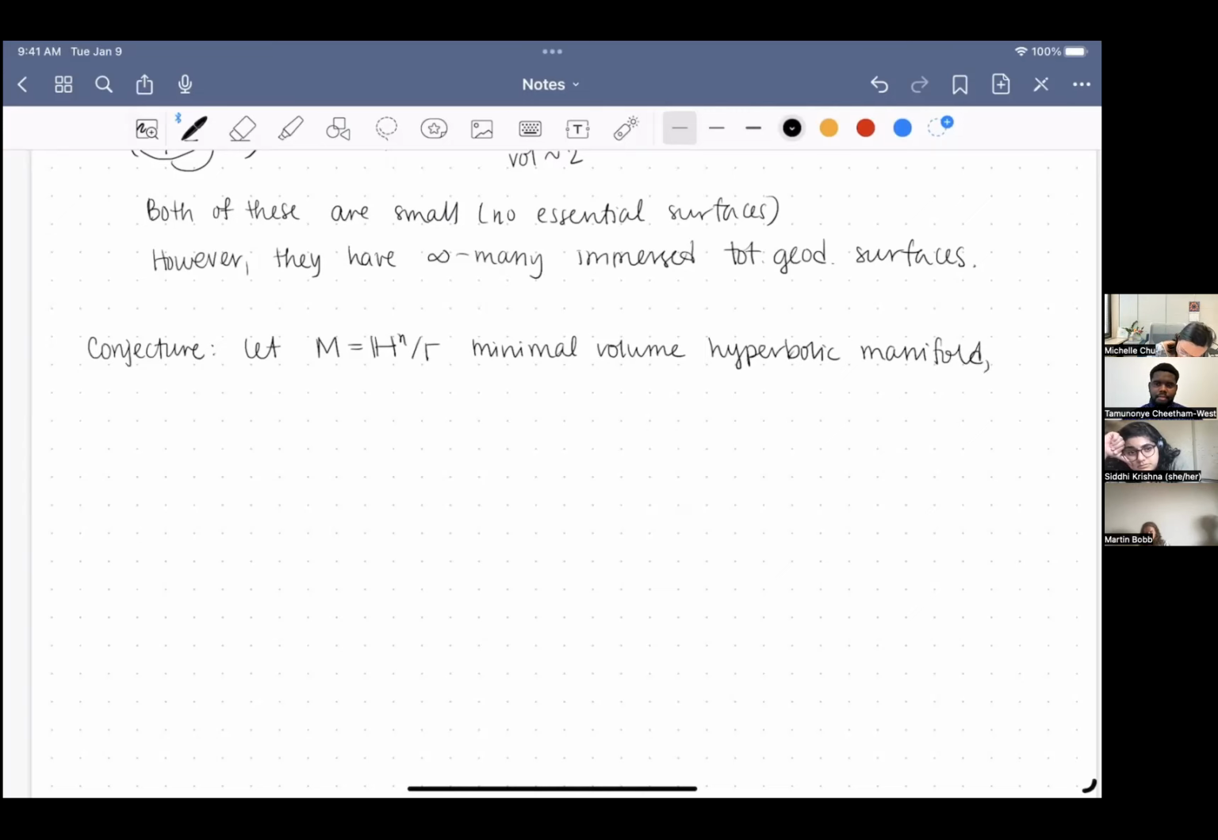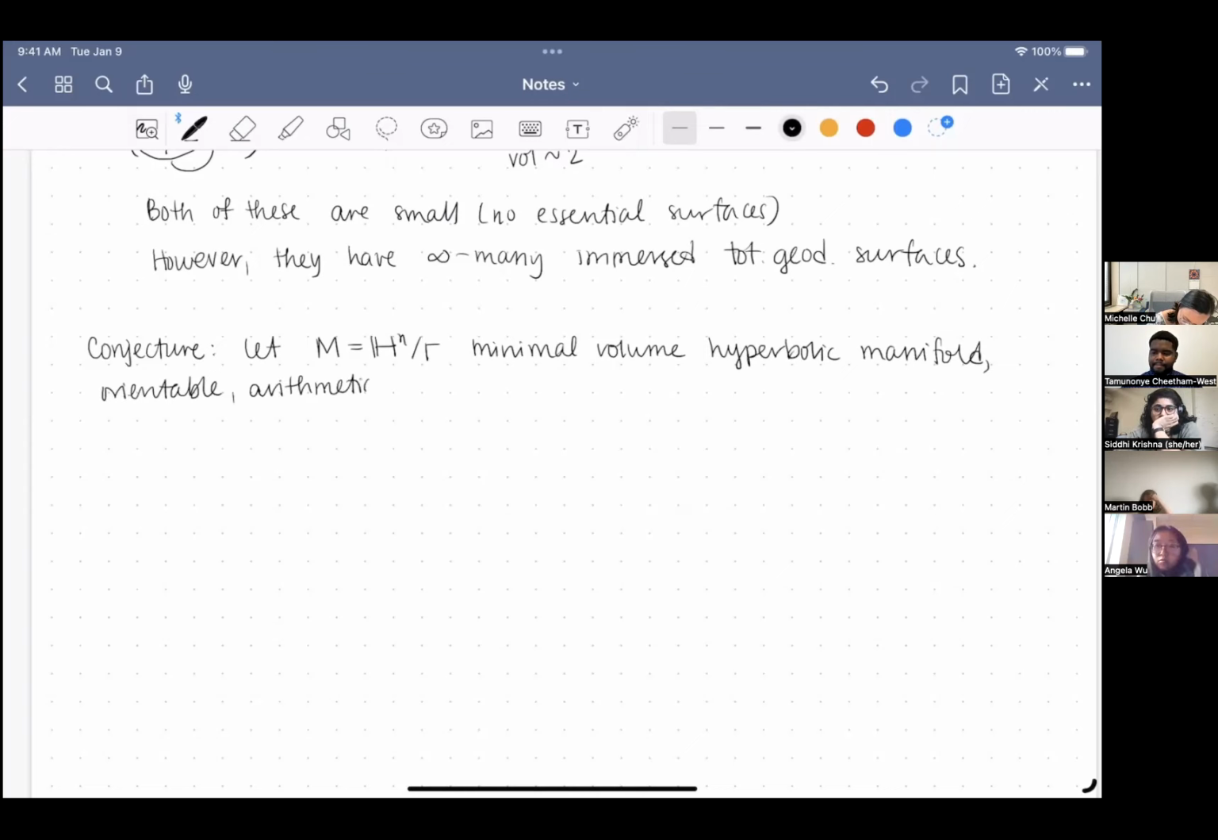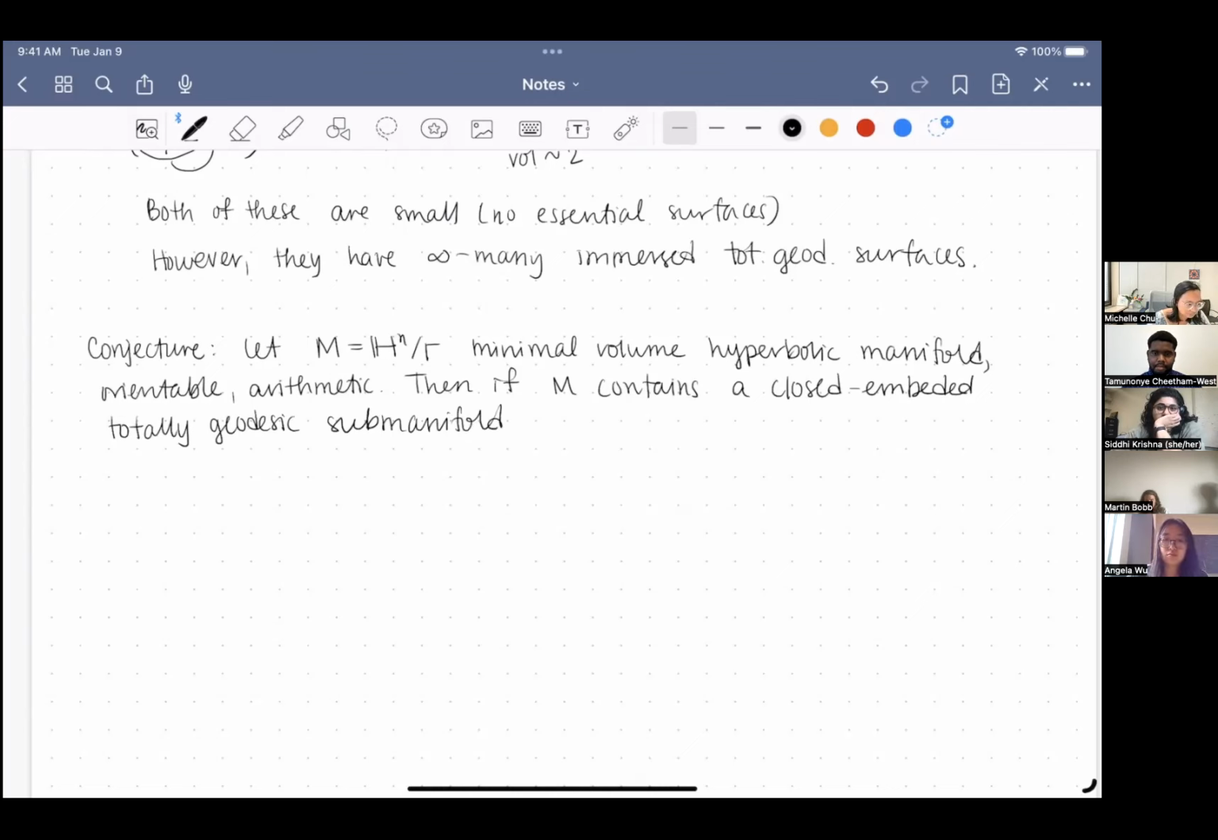Also, and let me add orientable. And arithmetic. So then, if M contains a closed, embedded, totally geodesic submanifold, then N must have been 2, and M is the 3 times punctured torus. Sorry, 3 times punctured sphere.